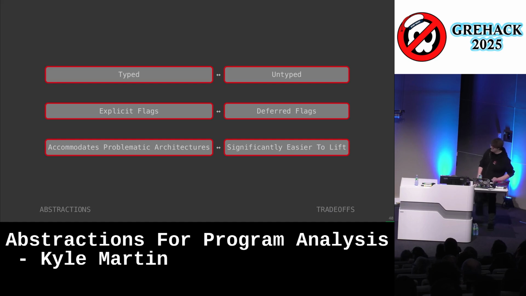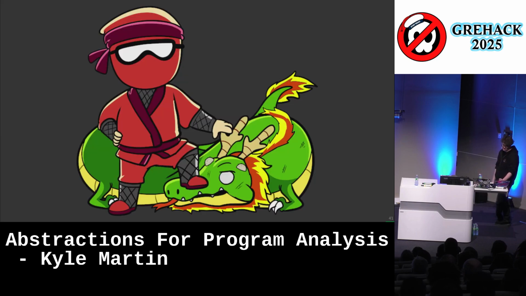There are more trade-offs though. Do you want types? Do you have type information? If you don't have type information, do you want to have to recover that type information? How do you want to represent side effects? And there are a lot of weird machines out there. So how flexible do you want to be for bizarre architectures and bizarre languages?